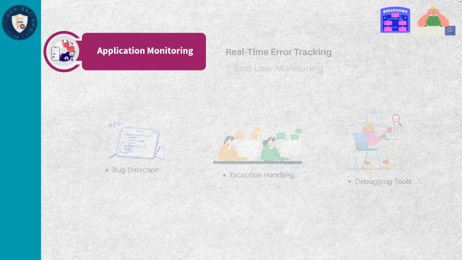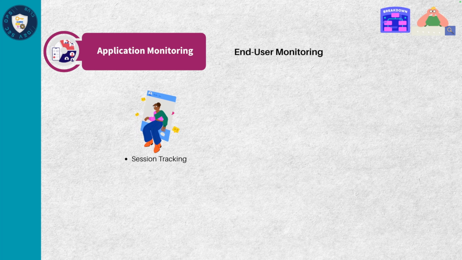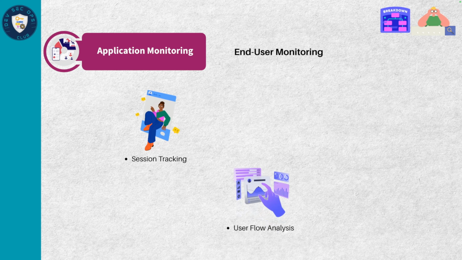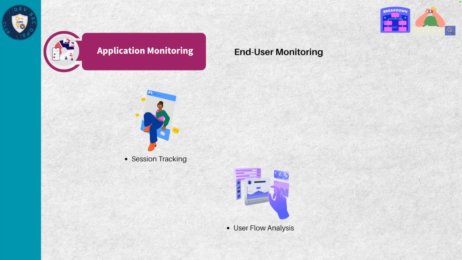Next, we have end user monitoring, which analyzes user behavior to improve functionality, navigation, and engagement, and typically includes session tracking, which observes user interaction and engagement over time with the application. We also have user flow analysis, where we map navigation paths to optimize the user's journey.